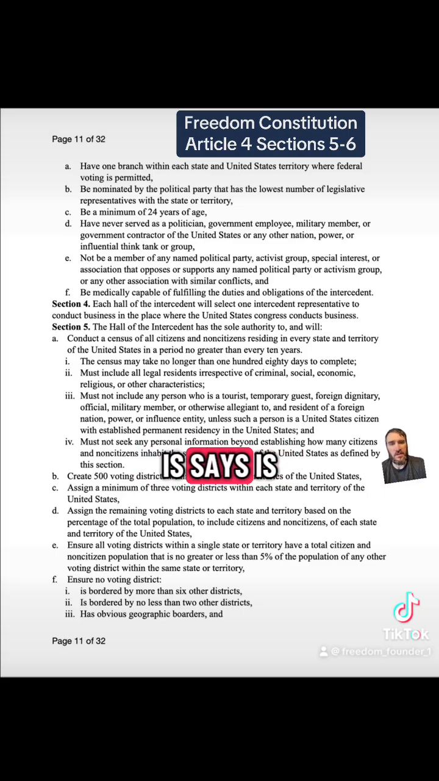So what this says is quite on the nose. When the census is conducted every 10 years, it cannot take longer than 6 months from the time it begins to the time it finishes.